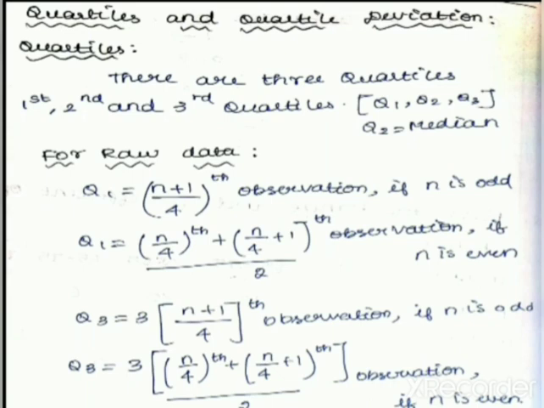Similarly, our third quartile formula is the same as the first quartile formula, but we have to use 3 times of (n plus 1) by 4th observation if n is odd. 3 of n by 4th plus (n by 4 plus 1)th, the whole thing divided by 2 observation if n is even. So these are the formulas for first and third quartile for raw data.